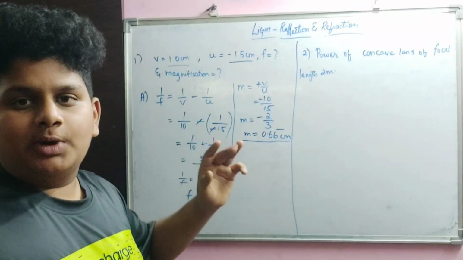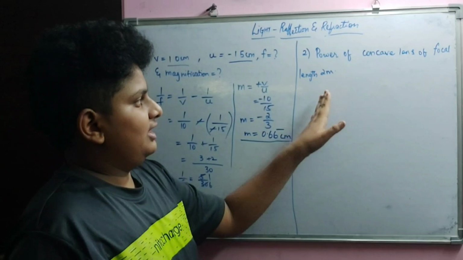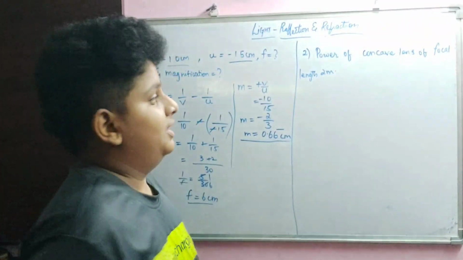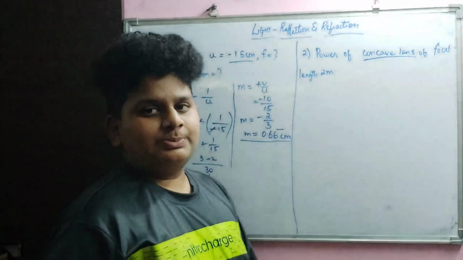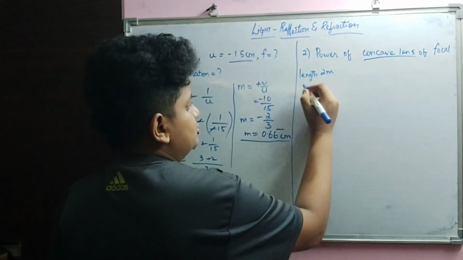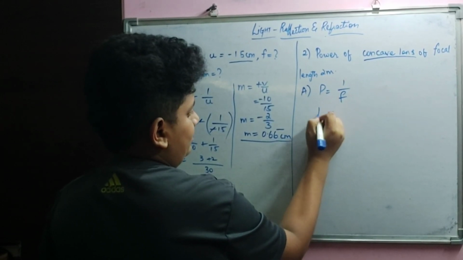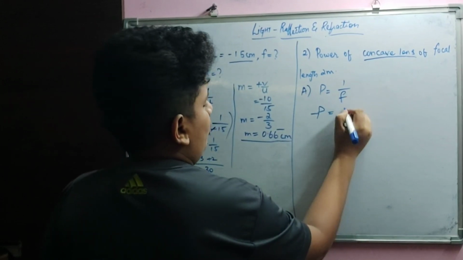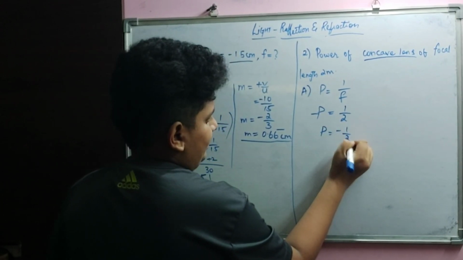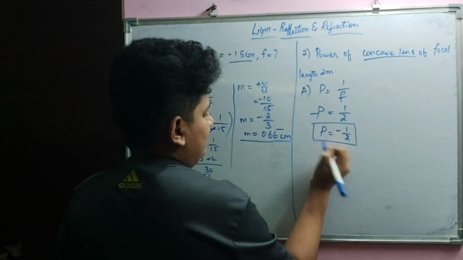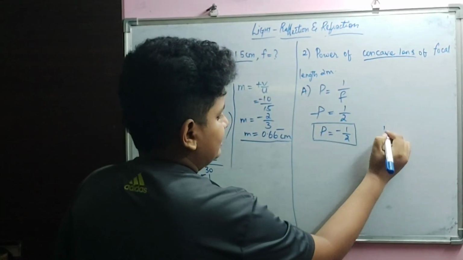Now let us see the problem on power. Here they are telling us to find the power of a concave lens of focal length 2 meters. You may think it's simple, but you should always observe the lens. For convex it is positive and for concave it is negative. So the formula is P is equal to 1 by f. P is equal to minus 1 by 2. Simple. If it is for a convex lens, then it is plus 1 by 2.